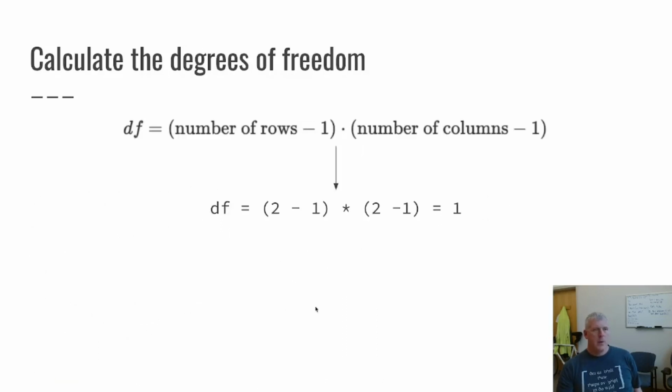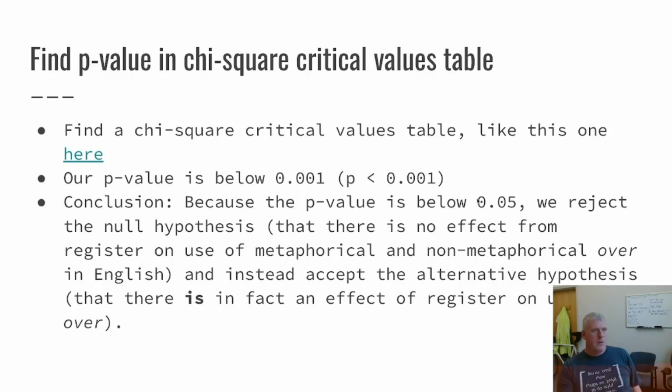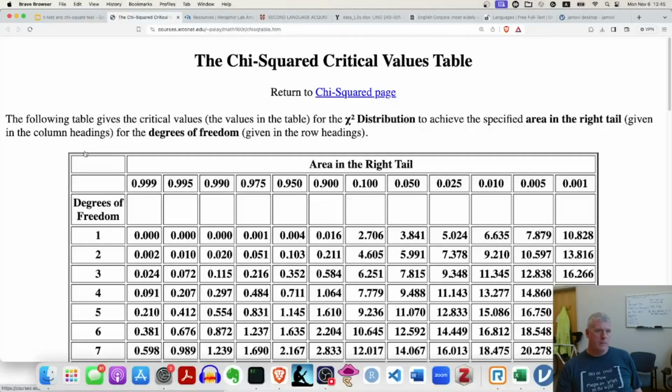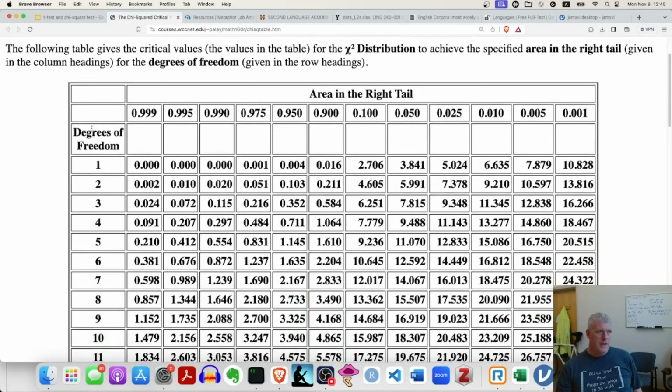And then the next step is to figure out the degrees of freedom. The degrees of freedom is simply the number of rows in your contingency table minus 1. So we had 2 rows, so we minus 1, we get 1, times the number of columns minus 1. In our case, we had 2 columns minus 1, so that's 1. So 1 times 1 gives us a degree of freedom of 1. Okay. Then we find the p-value in a chi-square critical values table. So here is an example of a chi-square critical values table. Okay, and so you look at the degrees of freedom, which we just determined was 1. So we're looking at this row.